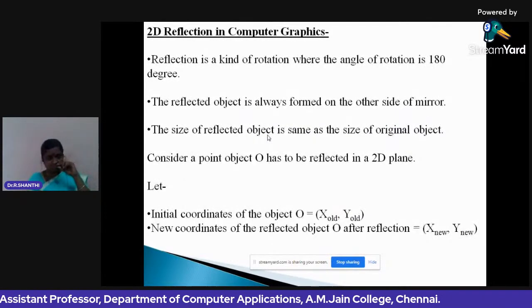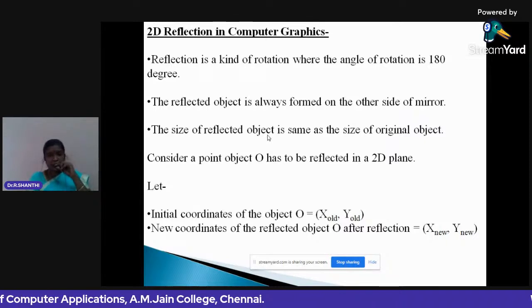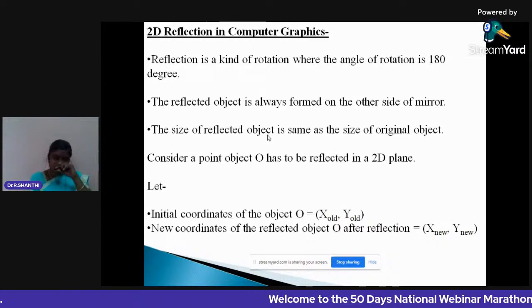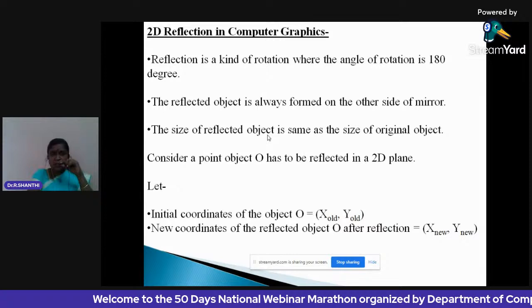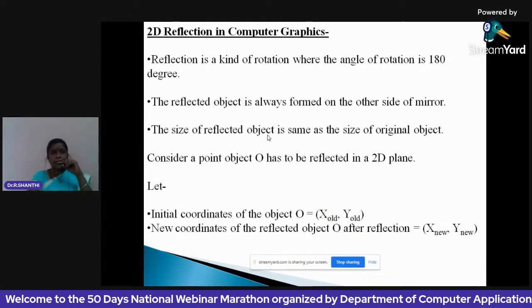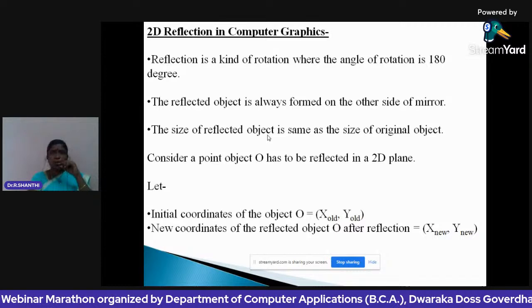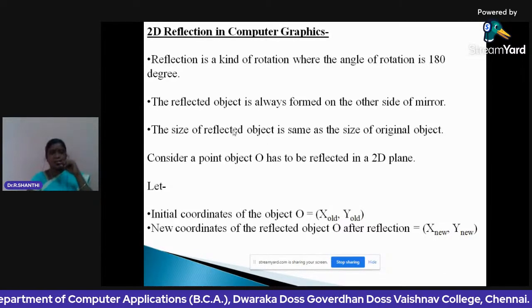Reflection. This is a normal term which is applied in our day-to-day life. Even this is a mirror image, that is what you call a reflection. When you stand in front of the mirror, you can see your reflection there. You can say reflection is a type of rotation, but here the rotation angle must be 180 degrees. The condition is it must be 180 degrees. Only then you can say it is a reflection.